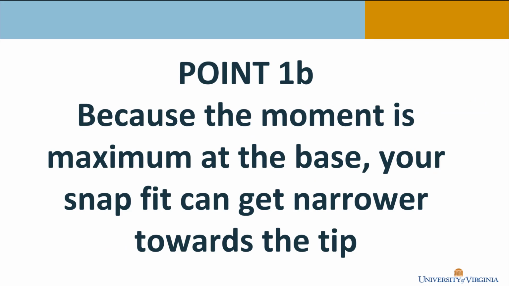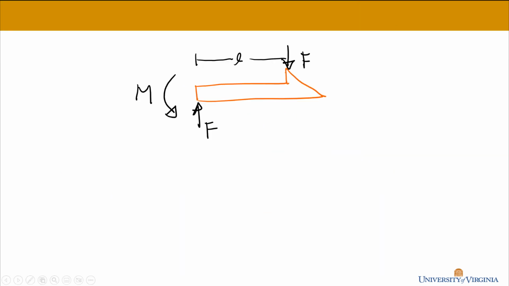All right, now a related point, so it's point 1b, is that the moment is actually maximized at the base, the place where the snap fit attaches to the rest of the part. And because of that, your snap fit can get narrower towards the tip. Let's go ahead and see what I mean by that by returning to the free body diagram. And make a plot below the free body diagram of the amount of the moment.